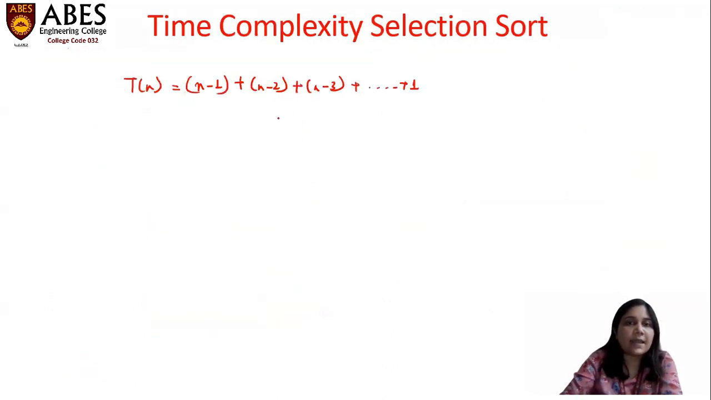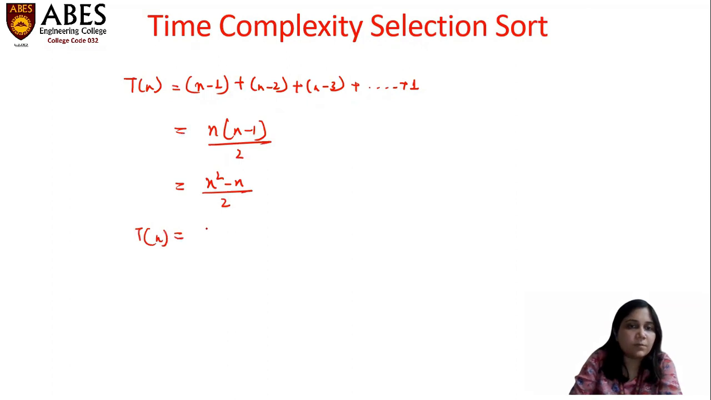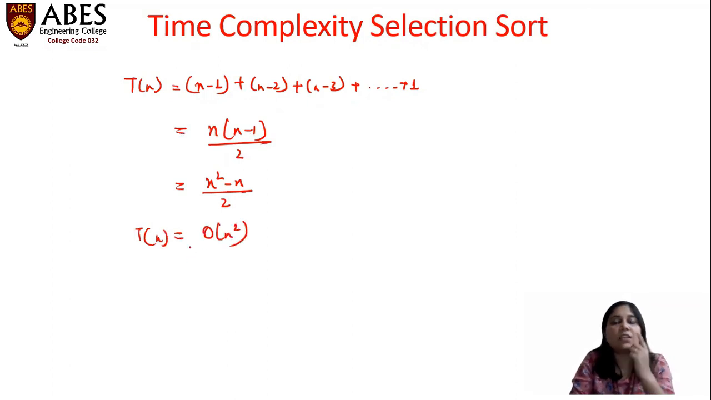So what is the time complexity? This is n minus 1 plus n minus 2 plus n minus 3. This is the summation, and we know the formula for this one is n square minus n by 2. So the time complexity will be order of n square. It means these many comparisons are required. This is actually calculating the number of comparisons we are required to do at every step. So this is the time complexity for selection sort.